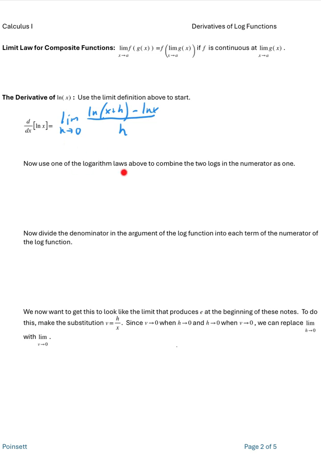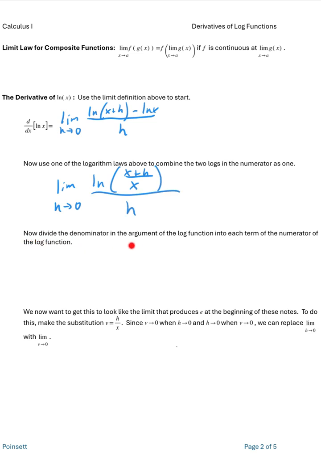Now we'll use one of the logarithm laws to combine the two logs in the numerator as one. Well, we've seen in the past that if you have the difference of two logarithms, that is the logarithm of the quotient. So this can be written as the limit as h approaches 0 of the natural log of x plus h over x, all over h.